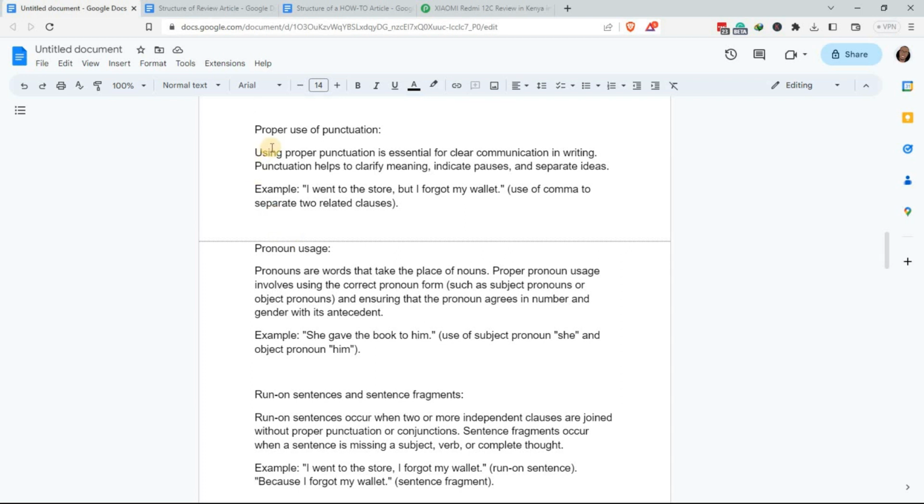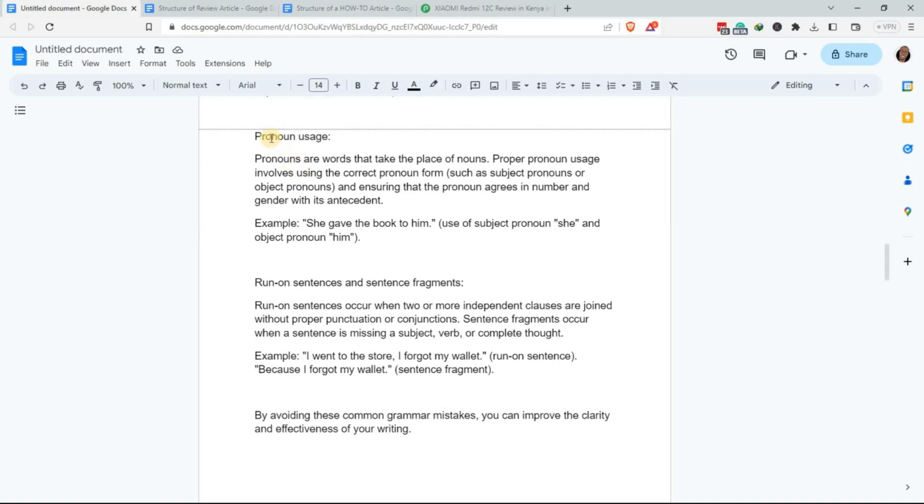Another thing is the proper use of punctuation. Using proper punctuation is essential for clear communication in writing. Punctuation, remember, helps you clarify meaning, indicate pauses, and of course separate ideas. For example, I went to the shop, but I forgot my wallet. Now if you remove the comma here, you mess everything up. So using that comma there helps separate related clauses.